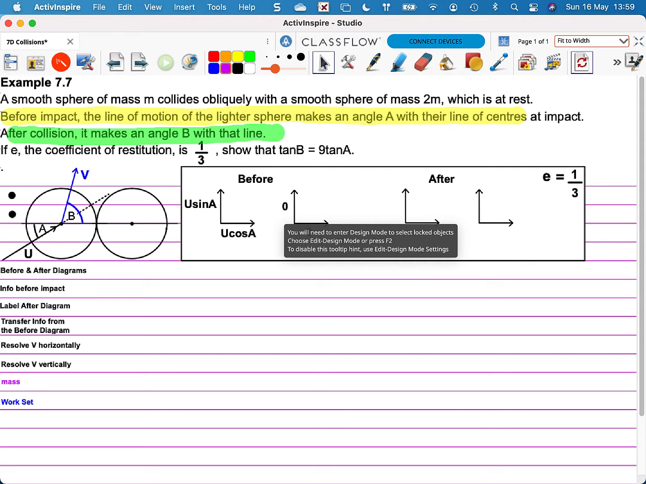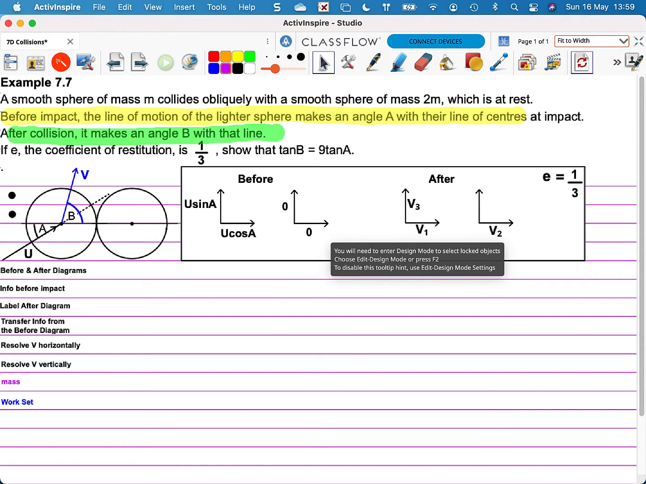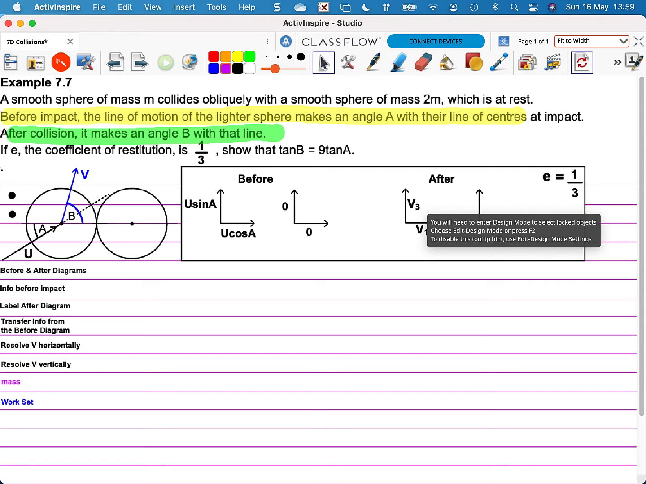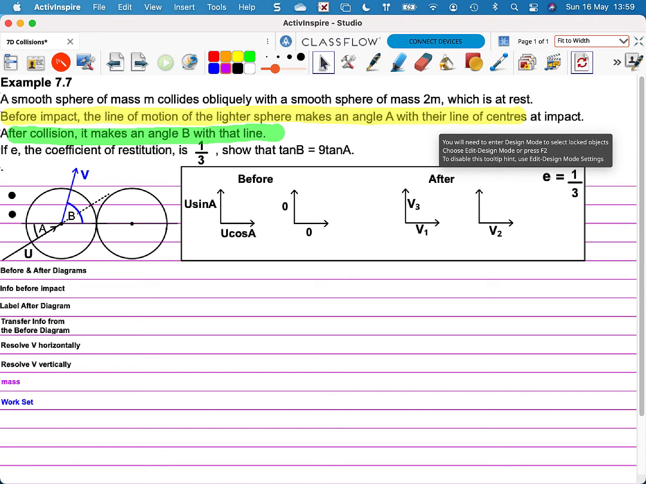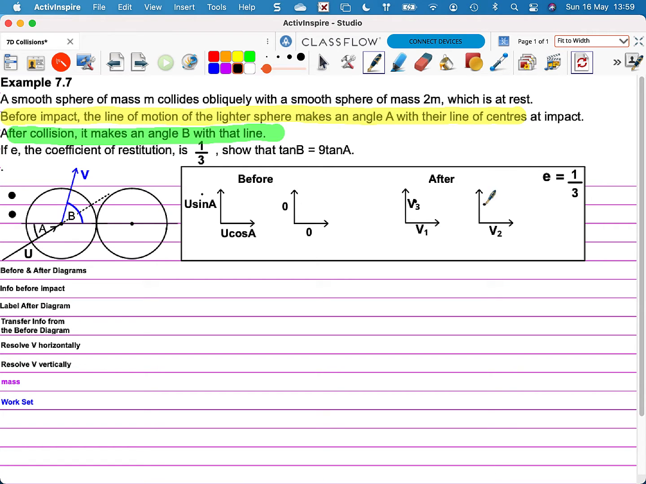We're now going to label the after diagram. The after diagram for problems like this is always labeled as V1, V2, and V3. Always. Now, we already know from previous work on this course that we're going to be transferring information from the original diagram to the new diagram. So we know that V3 is equal to u sine A, and we also know that the speed here is equal to 0. So we transfer that information across, and we've got u sine A and we've got 0.